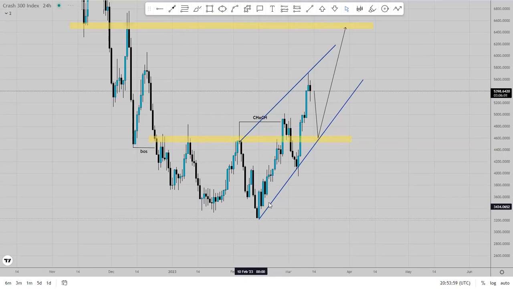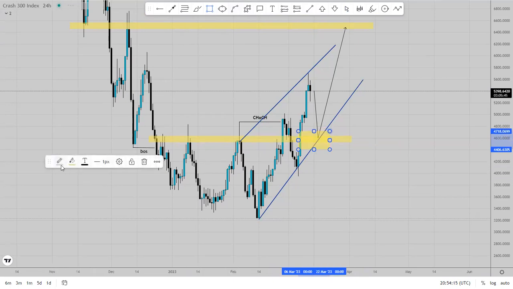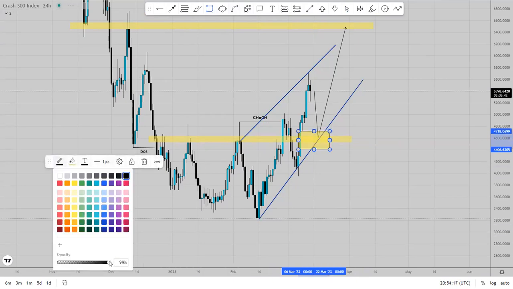So the market, there's no need for it to come back all the way down here to retest that. But the only level that I'm seeing here is this fair value gap, which is also close to my zone. Fair value gap here, let me just put it in a different color. Fair value gap there.